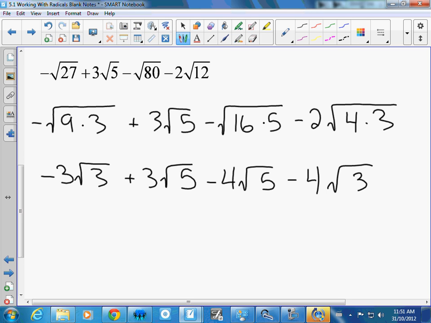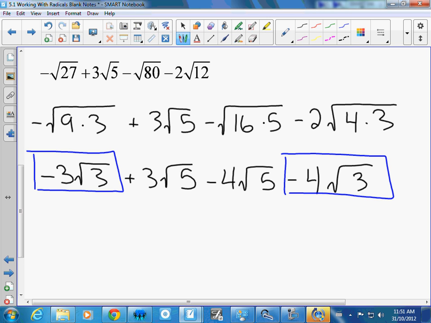Now look at this. Do you see some common radicals? Okay, hang on. I see a root of 3, and I see a root of 3. Can we combine those two? What is negative 3 minus 4? Negative 7. So negative 7 root of 3. That's one part of it.